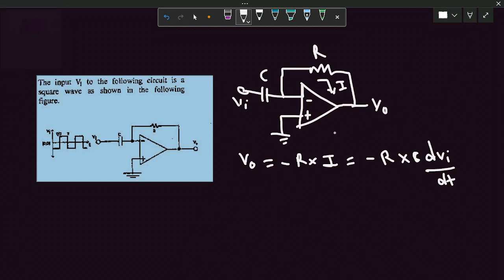But this is an ideal differentiator. The differentiator in practical form is more applicable.